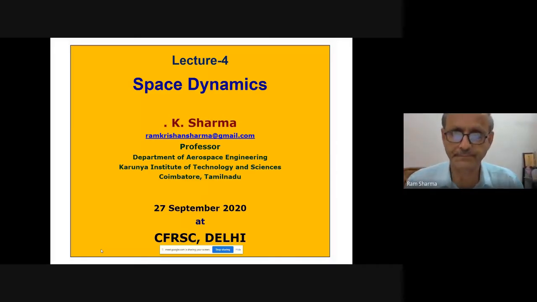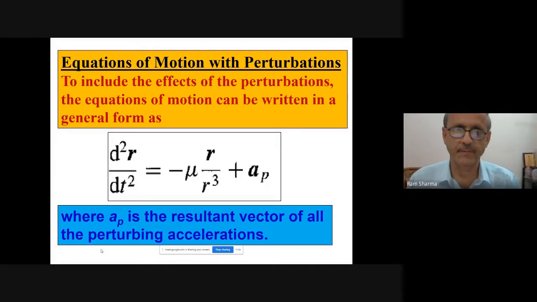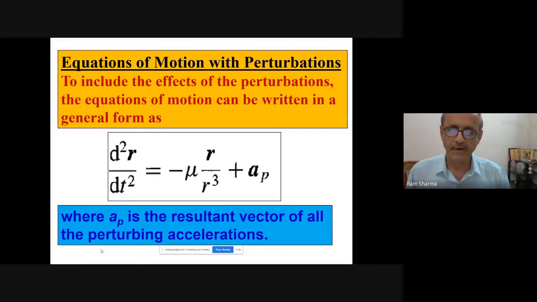So we'll start from here, equations of motion with perturbations. We must be familiar with these equations. If we don't put AP, then these are the two-body equations, non-linear equations, written in vector form. So they are three vector equations, and when you write them in scalar form, x, y, z, you will get 6 equations, and then you can work with them.